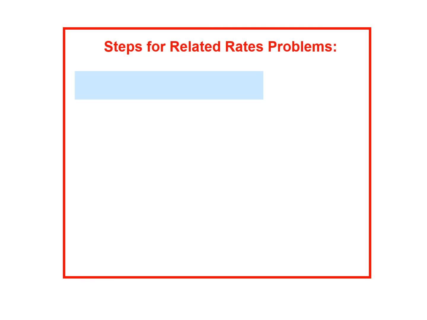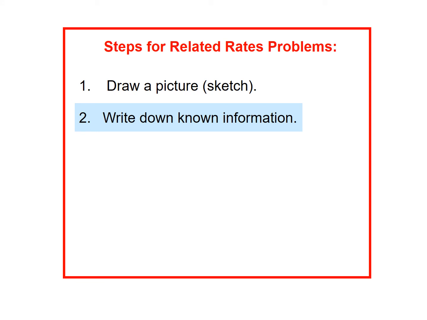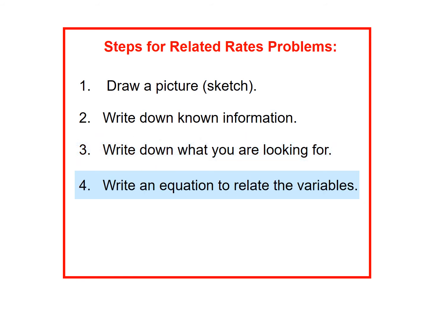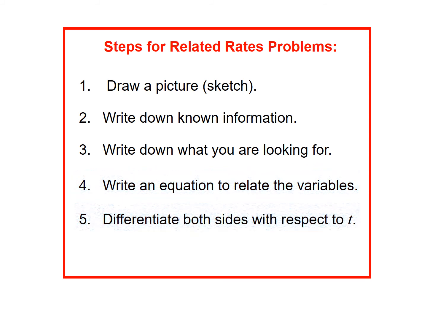In general, here are the steps we need to take. You might want to draw a picture or a sketch to visualize what's happening in the given scenario. Write down the known information. So if you get a radius or a volume or a rate of change, write that down using our mathematical notation. Write down what you're looking for. So on the last example, we wanted to find dh/dt, so make a point of writing that down so you know what it is you're actually trying to find out. Relate all of your variables with an equation. Take the derivative with respect to t, and then evaluate by plugging in all of your knowns and solving for your one unknown.